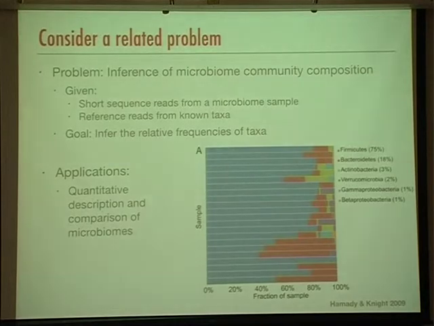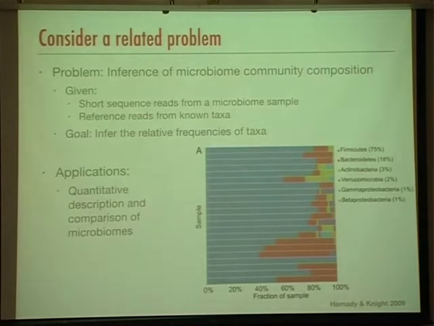Okay, and so you're given short sequence reads from a particular microbiome sample, so reads that come from, say, the gut, and you have reference reads from known taxa. So if it's a well-studied microbiome like the human gut, there's a relatively well-known set of taxa that are present in human guts and that we have some reference sequences for. And the goal is to infer the relative frequencies of those taxa.